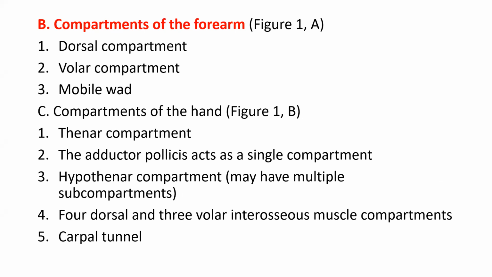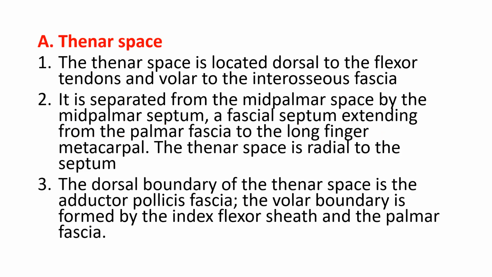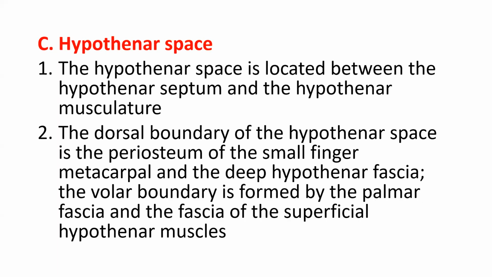These are the compartments. You have the dorsal compartment, volar compartment. You have a mobile wad. And these are the compartments of the hand: the thenar, the adductor pollicis, the hypothenar, 4 dorsal and 3 volar interosseous, and the carpal tunnel. The palmar spaces, you have to know about the perionychial space. You have to know about the thenar space, the hypothenar space, the mid-palmar space. All these are important for infections. That's where the pus is found.